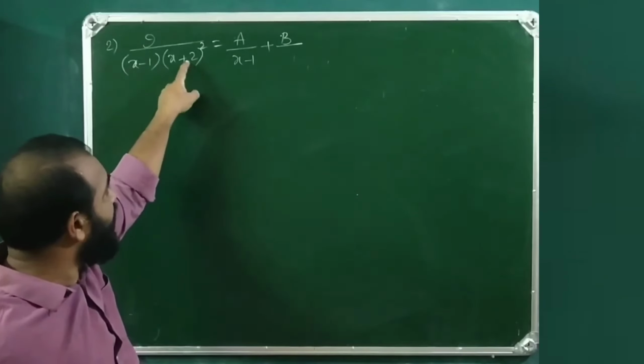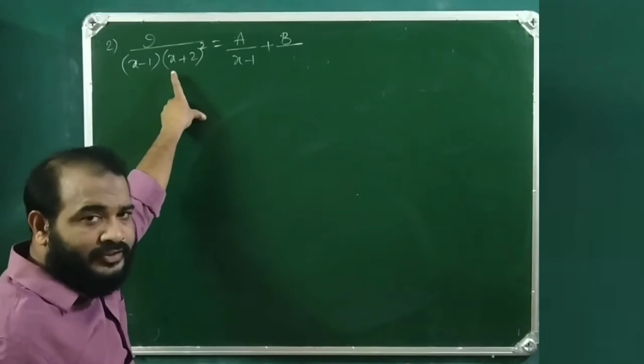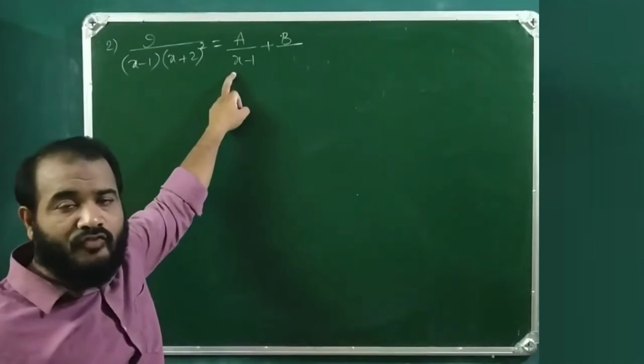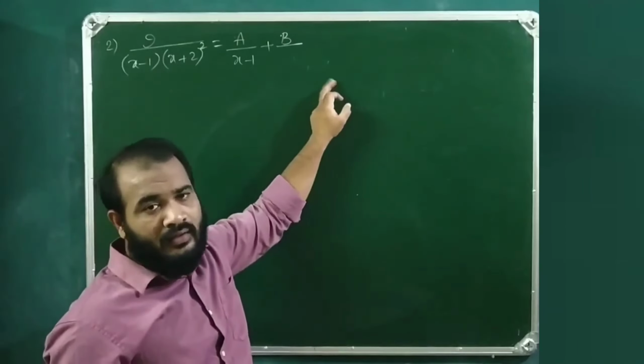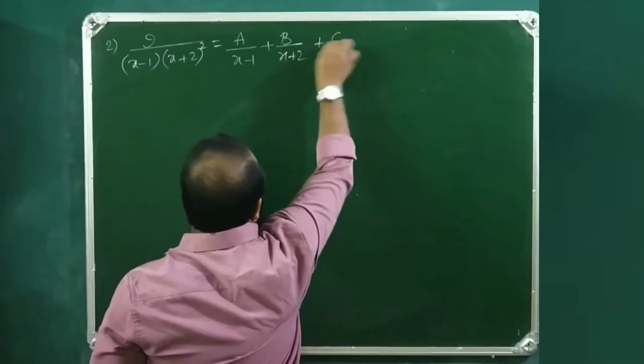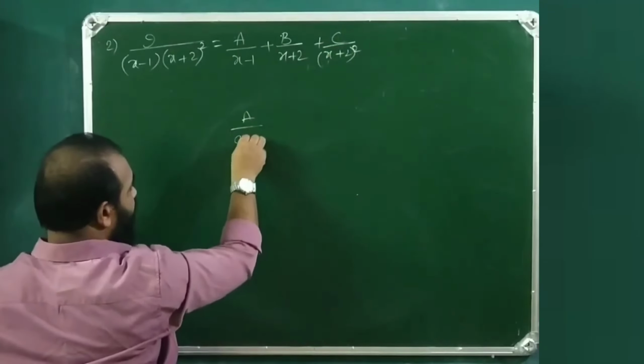Therefore, for every repeated linear factor, there corresponds a partial fraction of the form a by ax plus b. Already a is used, therefore here b by x plus 2, c by (x plus 2) whole square. Remember, a by ax plus b.